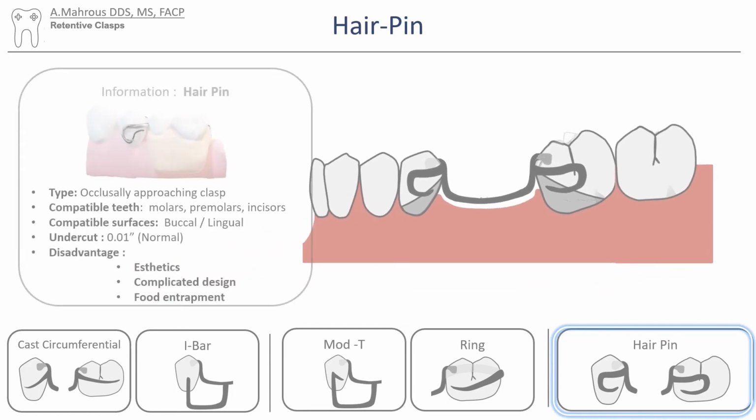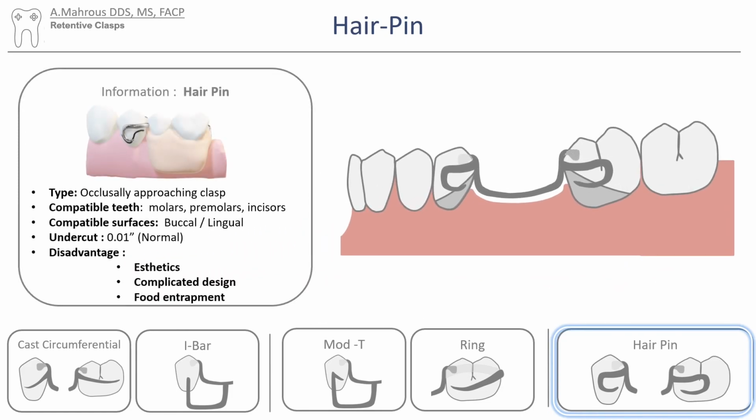Hairpin clasps are occlusally approaching clasps that engage 0.01 inch undercuts on the buccal or lingual sides of incisors, molars, or premolars. They specialize in engaging undercuts that are closer to the edentulous space. However, the fact that they are not desirable stems from the multiple disadvantages, including aesthetics and its complex design that might lead to food entrapment and fracture.